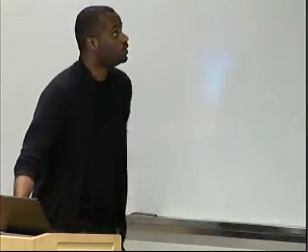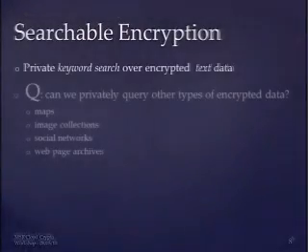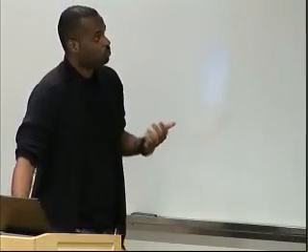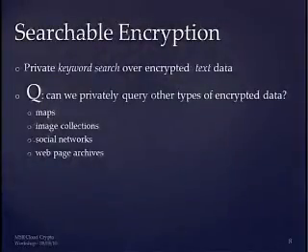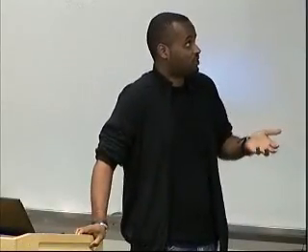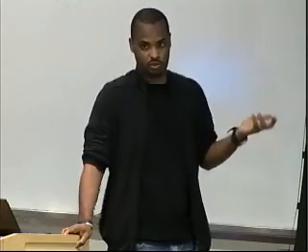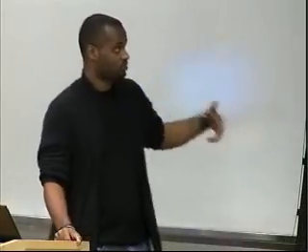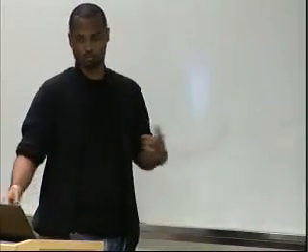Okay. So searchable encryption is great. We can search over encrypted data, but it's actually fairly limited in terms of functionality, right? We can do keyword searches over text data, but a lot of the data that's generated isn't text data, and in particular, a lot of this data that's not text data, we don't really care about doing keyword searches over, right? So the question is, can we privately query other types of encrypted data, and in particular things like maps or image collections, social networks, or web page archives?